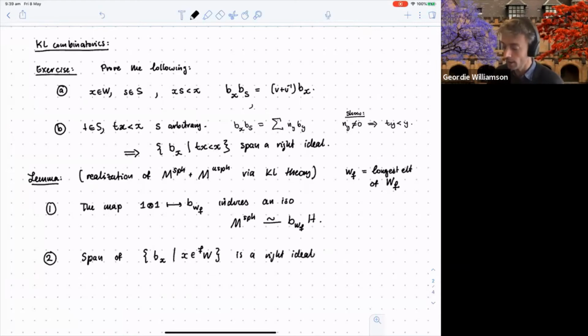And note that this is an intersection of all of these. If we intersect this over all simple reflections in the finite Weyl group, we get exactly this. So this is a right ideal. It's an intersection of right ideals. So this span is a right ideal. And the anti-spherical module is isomorphic in a canonical way to the quotient.